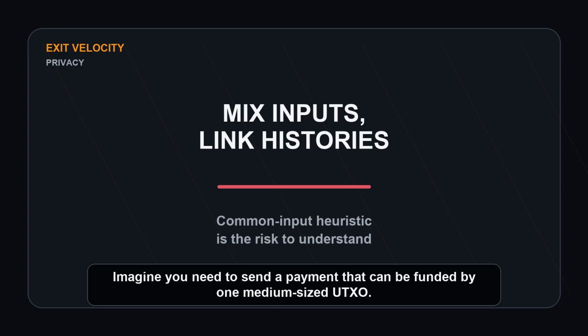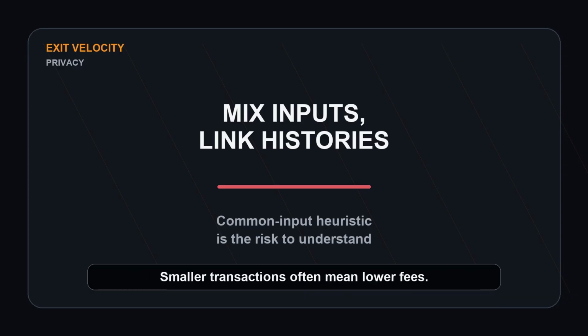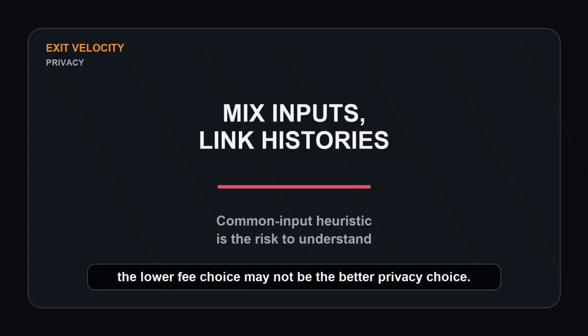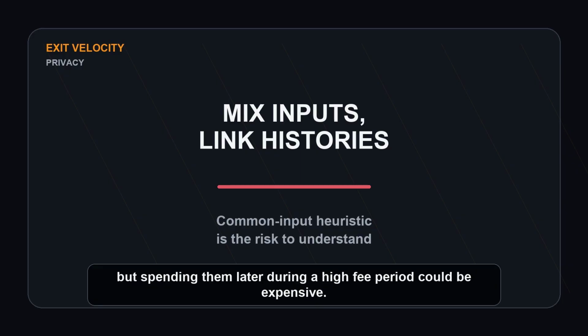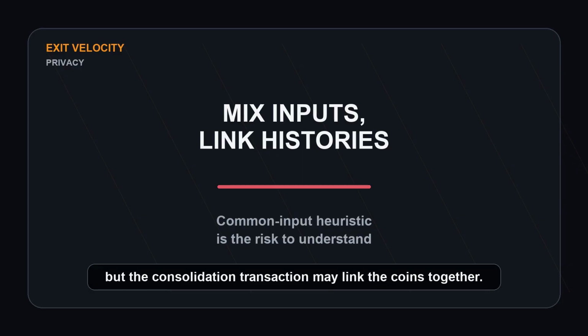Now, fees. Bitcoin fees are not based only on the dollar value being sent. They are affected by transaction size. A transaction with many inputs is usually larger than a transaction with one input. Larger transactions can cost more in fees when block space is expensive. So coin control can matter for fee planning too. If you have many tiny UTXOs, spending them later may require a bigger transaction. If you consolidate coins, you may reduce future input count, but you may also link histories. That is the trade-off.